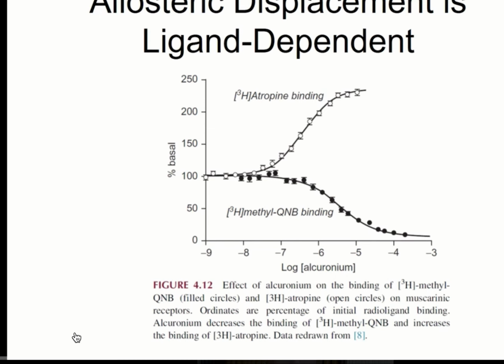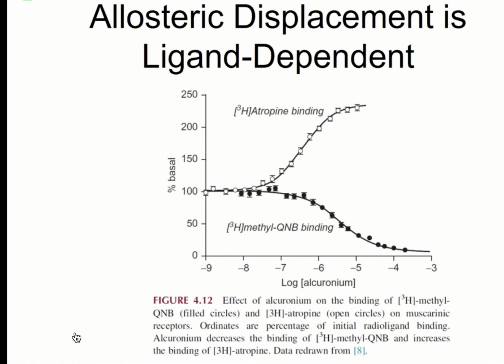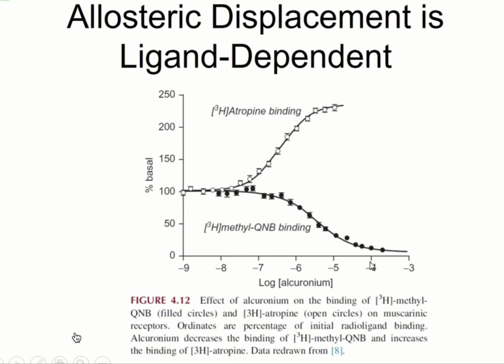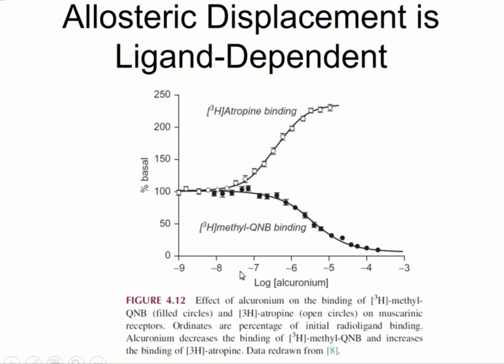Something we'll see about allosteric ligands, though, is they don't have to act as an antagonist. In this graph, on the x-axis, we're adding amounts of an allosteric molecule called alcuronium, and we did displacement bindings with it with two different radioactive ligands. One of them is atropine, one of them is this methyl QNB.